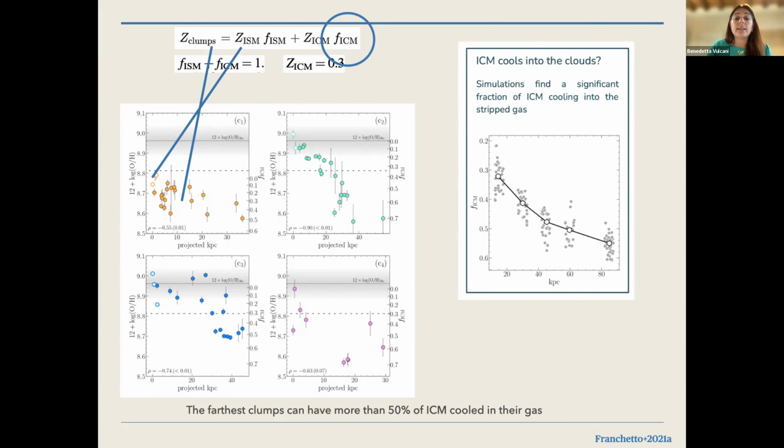And you can see that in some cases, the farthest clump can have more than 50% of mixing between intracluster and interstellar medium. And so this is the first observational result of what simulations have predicted, that is, that we are witnessing a mixing between the two gases.